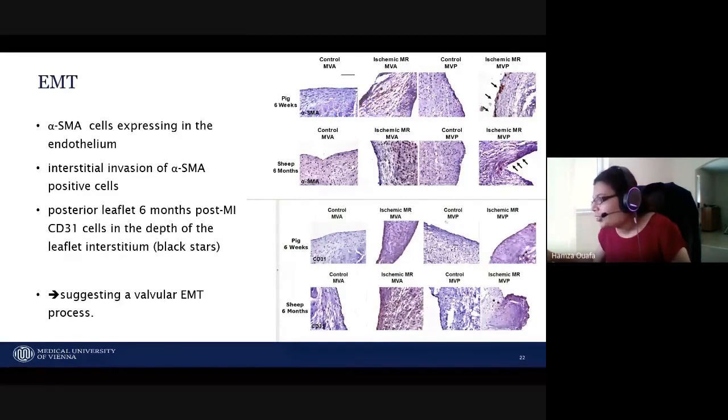But then you can also see that CD31, which was supposed to be only on the endothelial cells, just at the borders, was also expressed in the depth of the interstitium, as you can see also here. So it looked like almost the endothelial cells were plunging from their nicely seated place into the interstitium. So these results are suggesting a valvular EMT process.